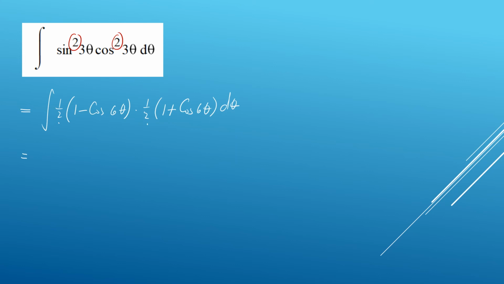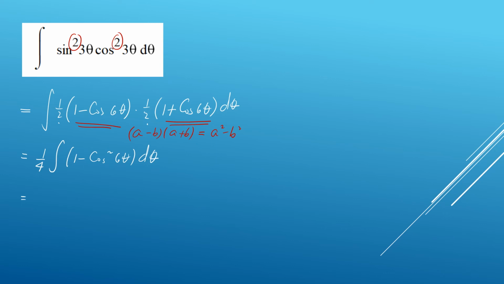1/2 times 1/2 is brought outside, equivalent to 1/4. The integral of, what do we see here? 1 minus cosine and 1 plus cosine. It is a special product. It's similar to a minus b multiplied to a plus b, which yields a squared minus b squared. So 1 minus cosine times 1 plus cosine is 1 minus cosine squared 6 theta d theta.